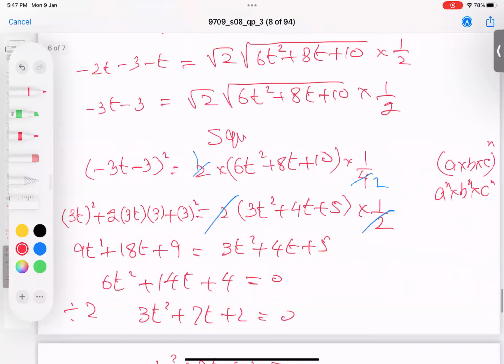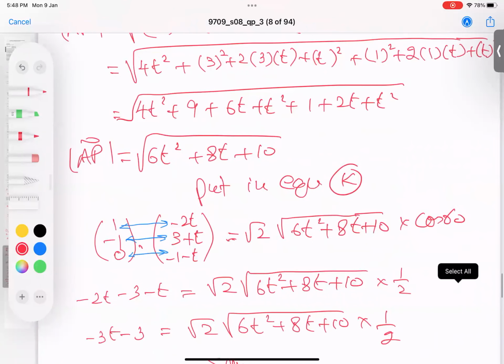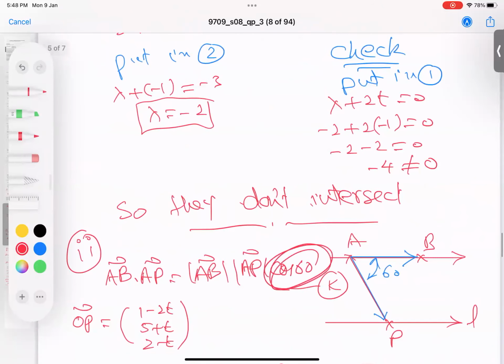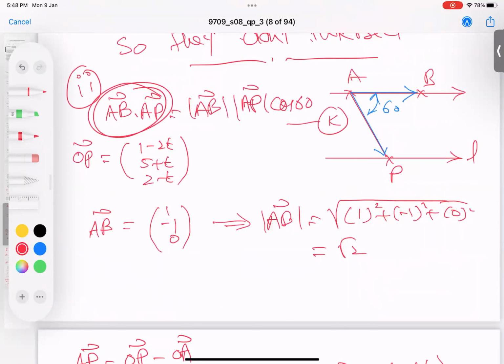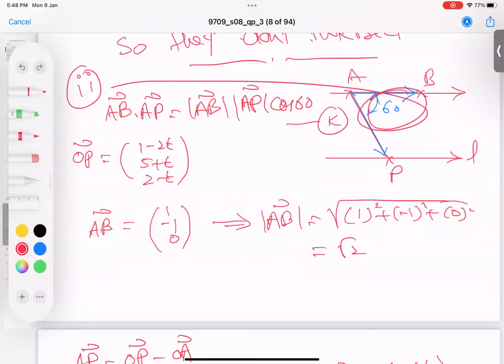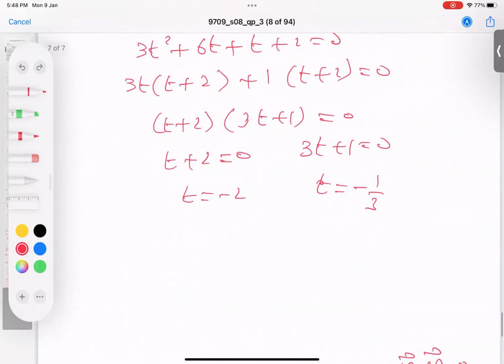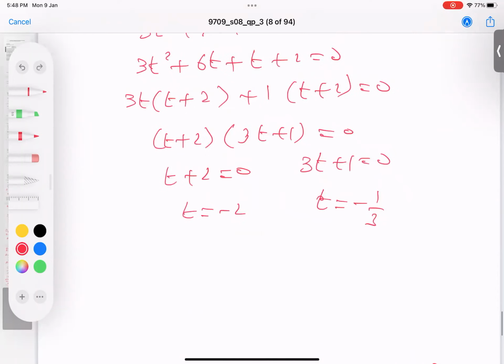But see, we do not have 90 degrees. We have been given 60, which is less than 90 degrees. Less than 90 degrees means 100% the dot product should be positive, because 60 means positive. If the angle is bigger than 90, then negative. So which value of t will give us positive? So let's see now. Does this number give you positive or this number give you positive? So I'll check it.